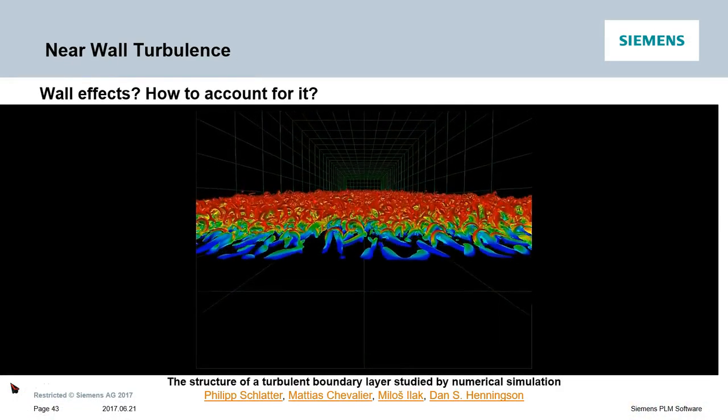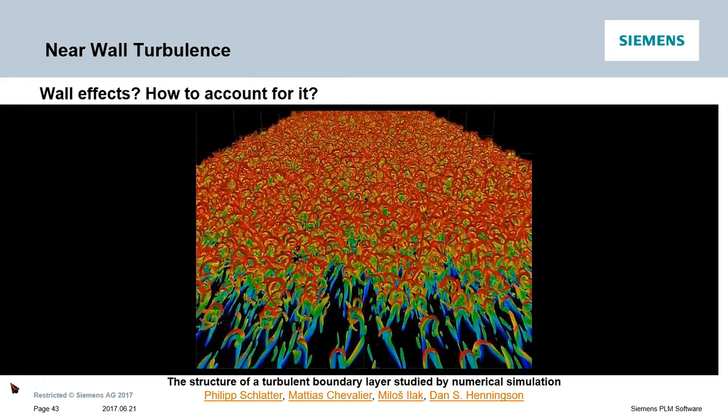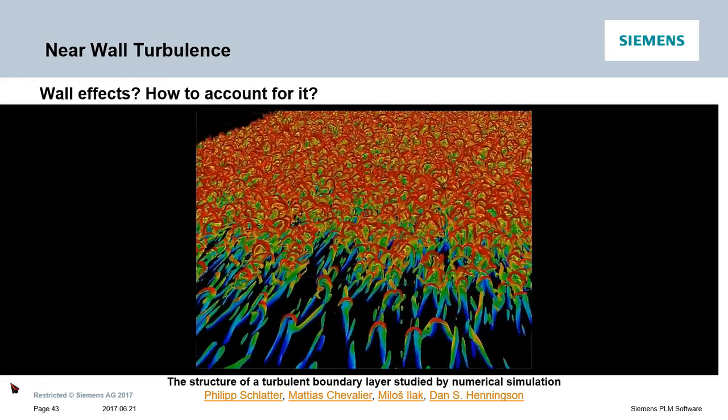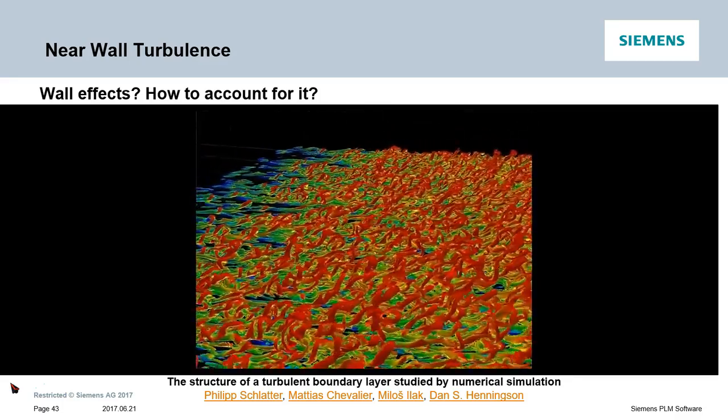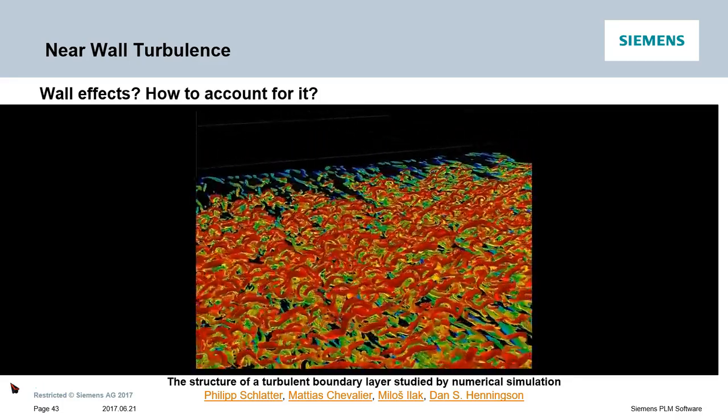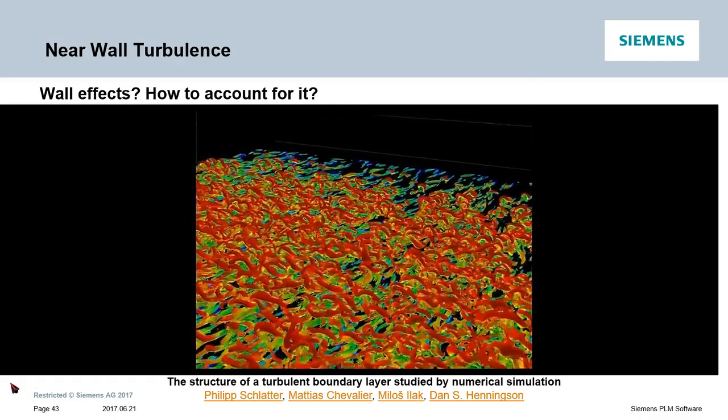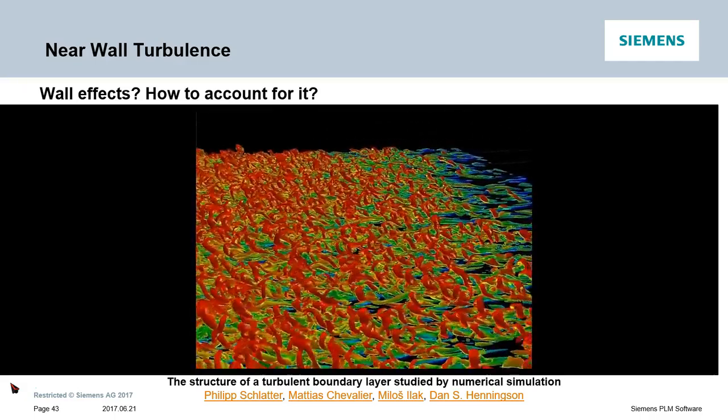So this is a visualization of the structure of a turbulent boundary layer by isocontours of negative lambda, which are color coded by wall distance. And this is a result from a DNS calculation using 8 billion cells and run on 4,000 cores.